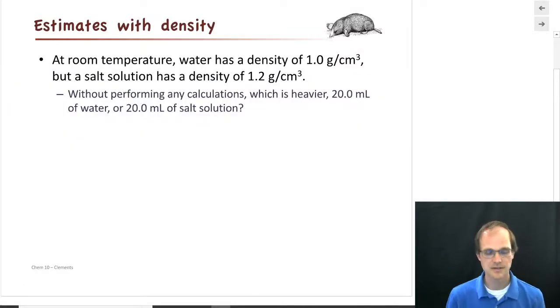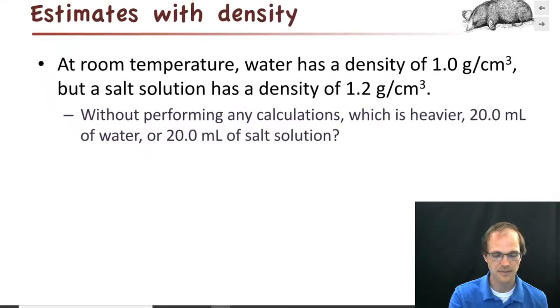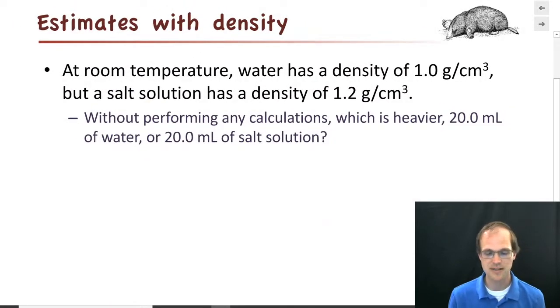So here's just kind of a thought problem to think about. We've got room temperature water, which has a density of 1.0 grams per cubic centimeter. Remember, cubic centimeter and milliliter are the same thing. So I could also write grams per milliliter, and it would be exactly the same. But a salt solution has a density of 1.2 grams per cubic centimeter. So its density is slightly higher. So what I want to ask, without doing any calculations, what do you think is heavier? 20 milliliters of water or 20 milliliters of salt solution, or are they the same?